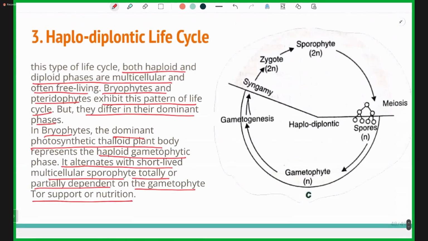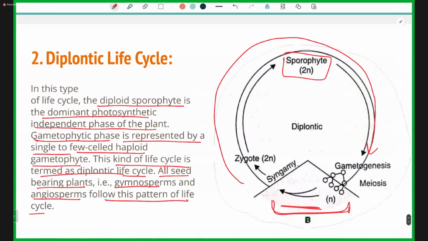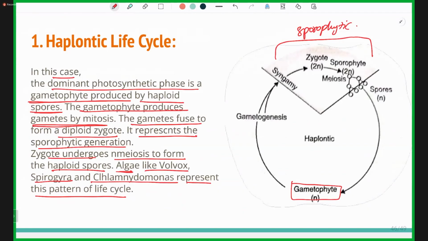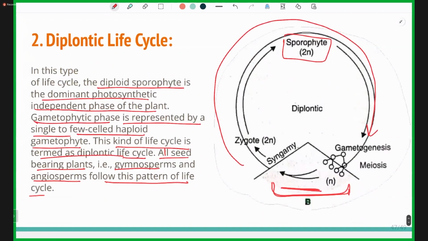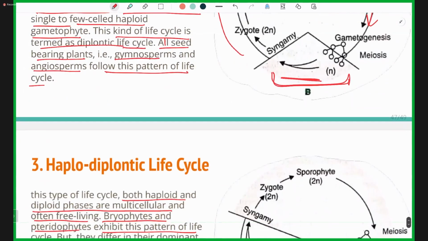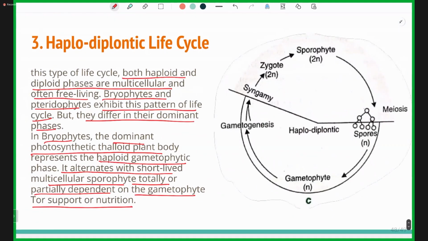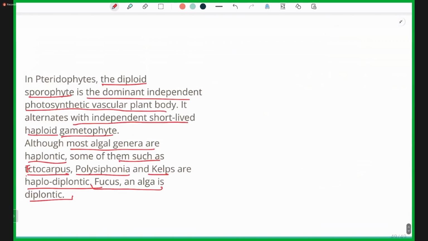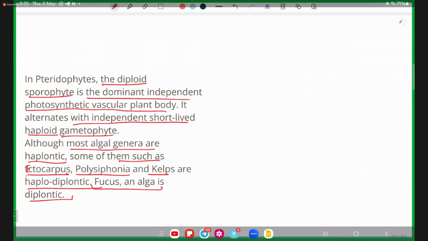So we have covered the alternation of generation in different plants. The life cycle can be haplontic, diplontic, and haplodiplontic. Haplontic in the case of algae, diplontic in the case of gymnosperms and angiosperms, and haplodiplontic in the case of pteridophytes and bryophytes. But they differ in which way their plant body is dominating. Okay, so we have completed the whole chapter. I hope you understood. Thank you so much.